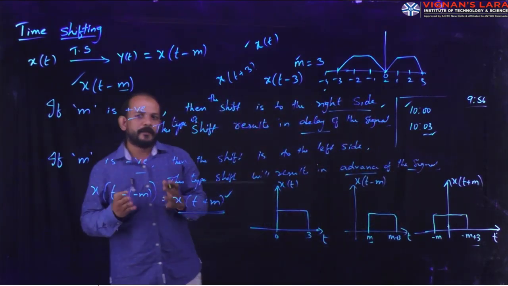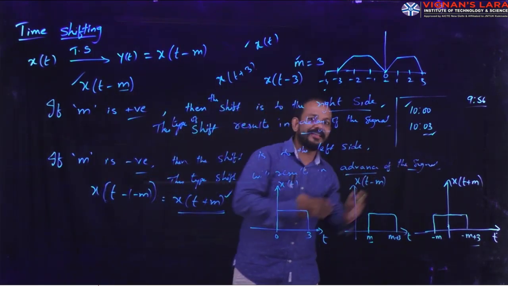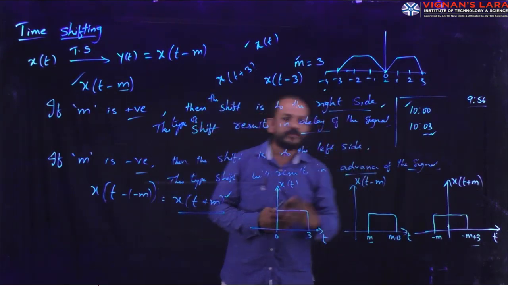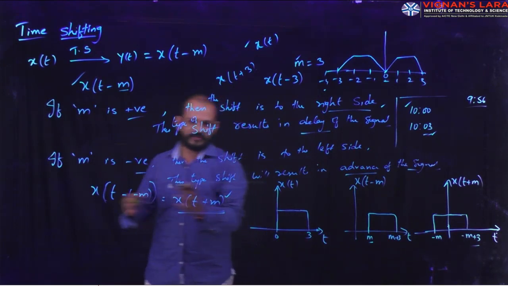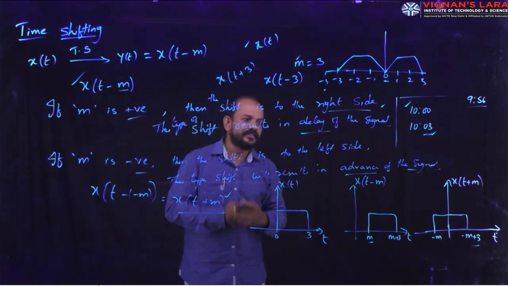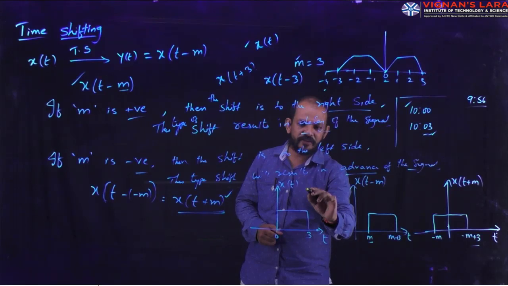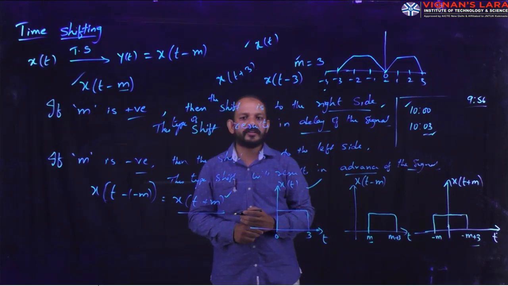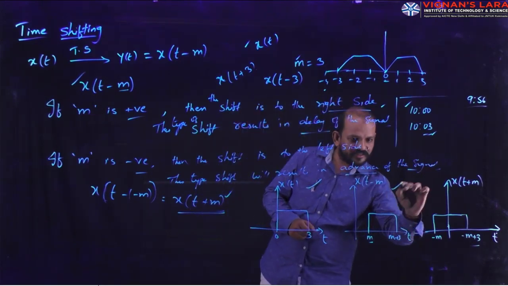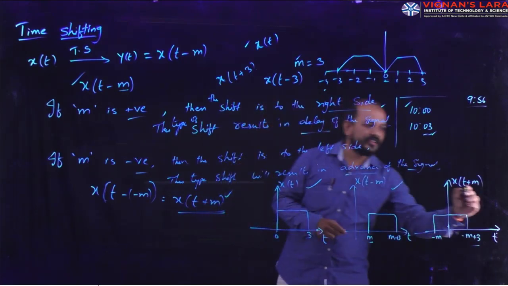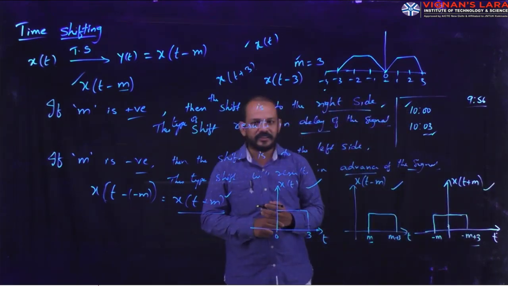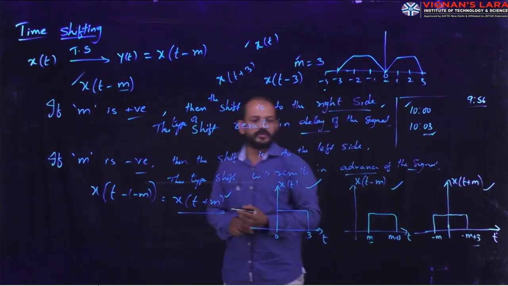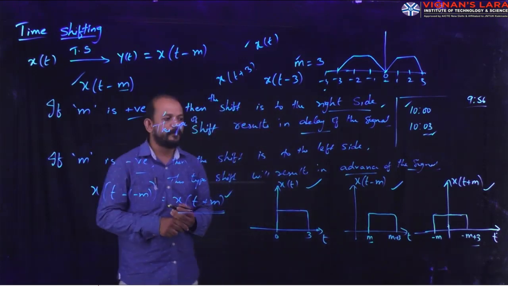If the shift is towards the right side, then there is a delay of the signal. If the shift is towards the left side, then there is an advance of the signal. I explained this with an example. First I went for the positive shift, to the right side, which is the delayed version of the signal, x of t minus m, and next I went for the advanced version, x of t plus m. Here I consider the m value as negative and here as positive. So these are the examples.